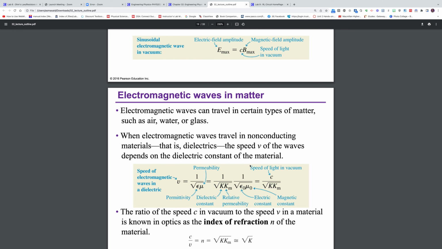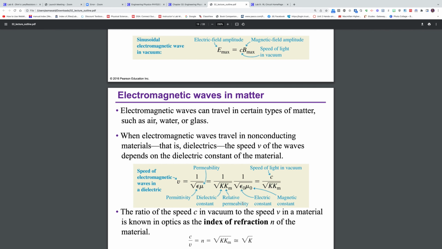Also now, let's assume that the electromagnetic wave is not traveling in vacuum, it is traveling in any type of matter like air, water, glass, or whatever. Then the velocity is going to be different, and v equals 1 over square root of epsilon times mu, they don't have the zero. And we can conclude here that it is going to be c divided by square root of K Km.